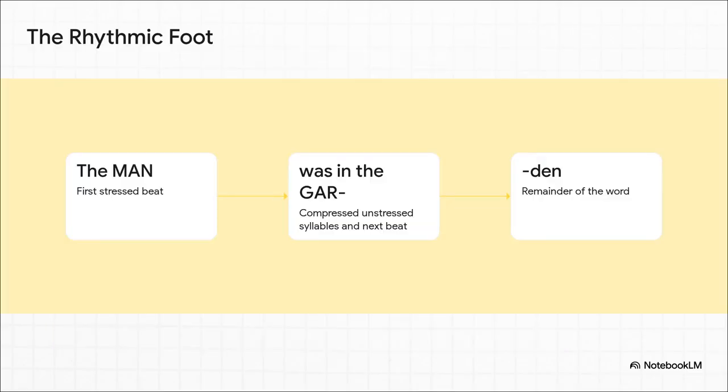Let's see how this builds out in a real sentence. Step 1. Our first rhythmic foot starts with the stressed word man. Step 2. Our next foot starts with the stressed syllable gar. But watch what happens to the unstressed words was in the. Because English demands a totally steady beat between man and gar, those three little words get squeezed together and spoken super fast. The man was in the garden. It is the perfect proof of how unstressed words compress to serve the primary beats.